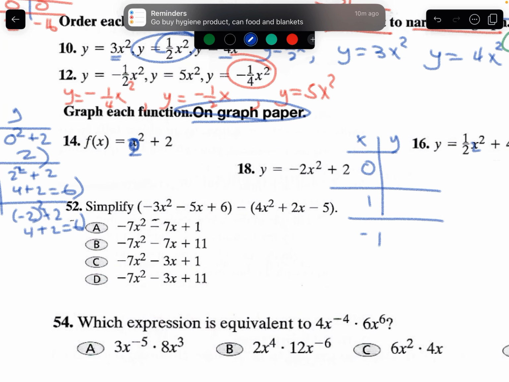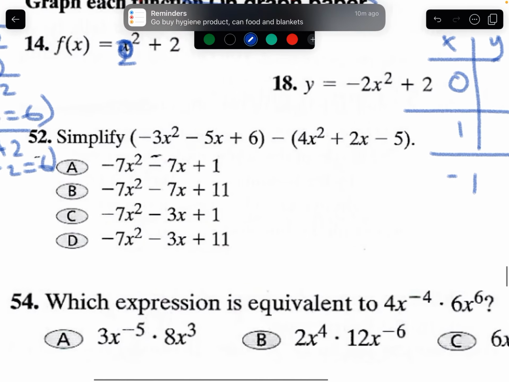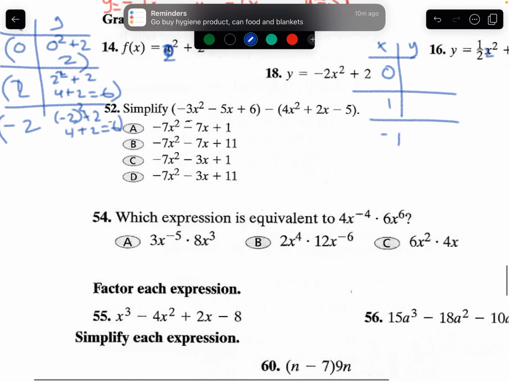I need to buy them stuff. Okay. And you guys should know how to do 52.